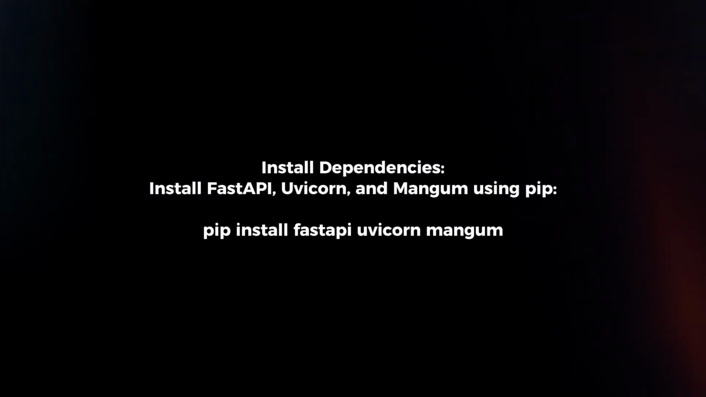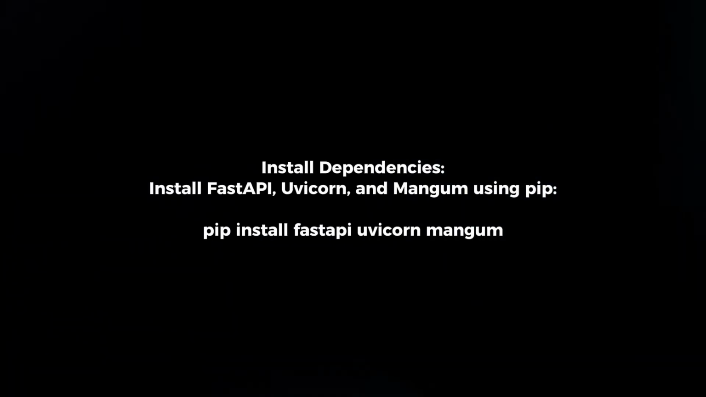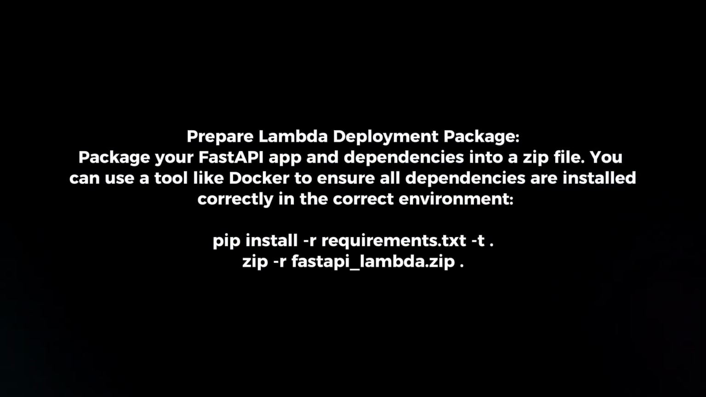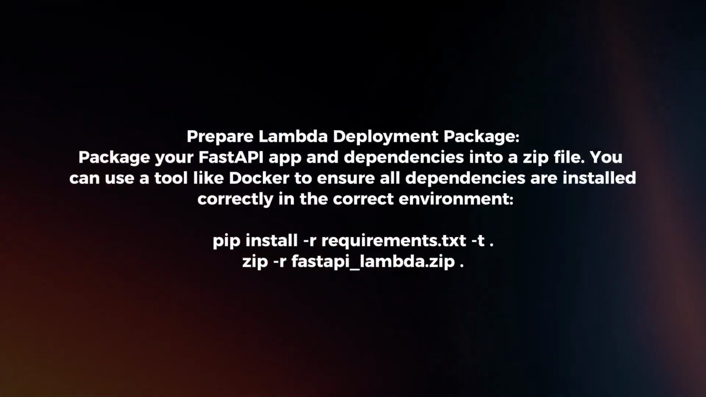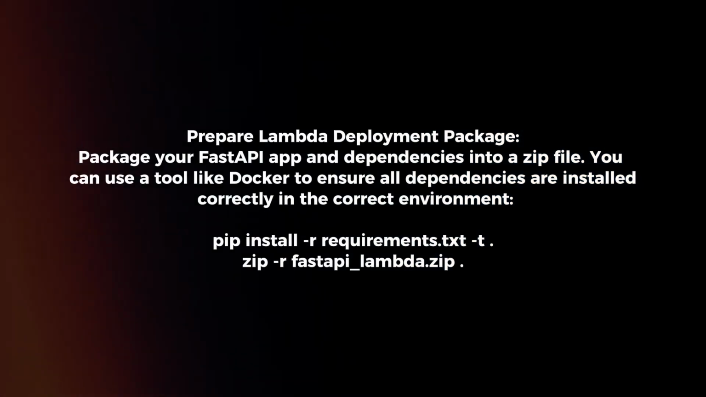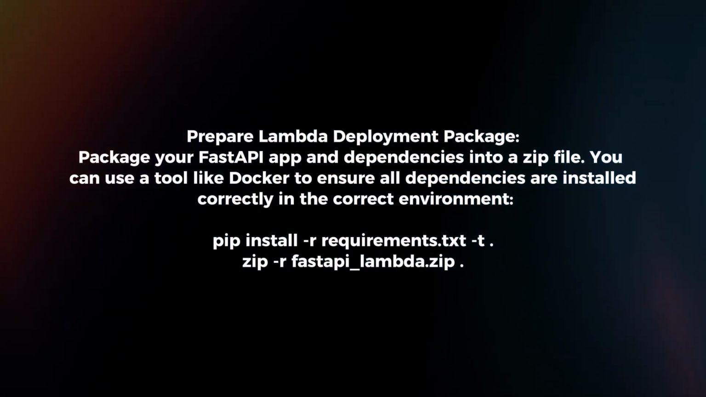Install dependencies. Install FastAPI, Uvicorn, and Mangum using pip. Prepare Lambda deployment package. Package your FastAPI app and dependencies into a zip file. You can use a tool like Docker to ensure all dependencies are installed correctly in the correct environment.